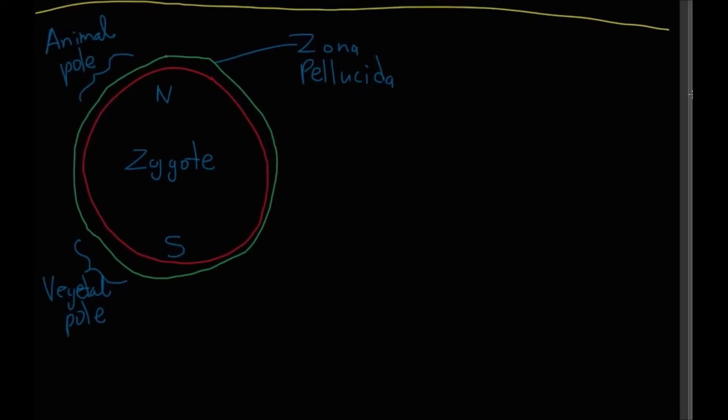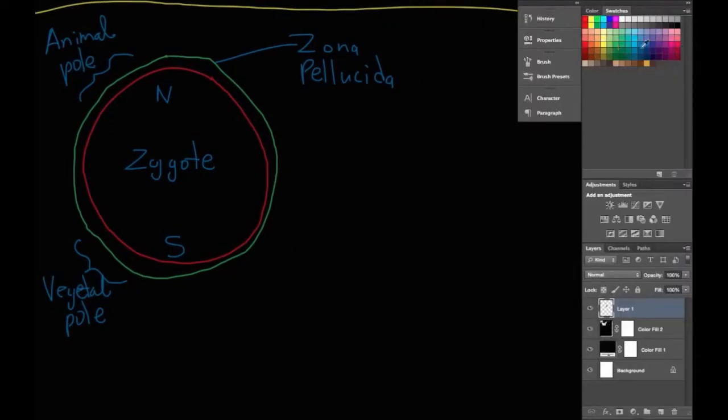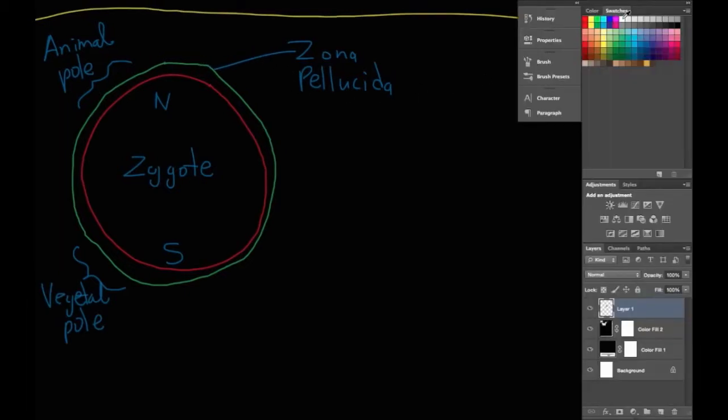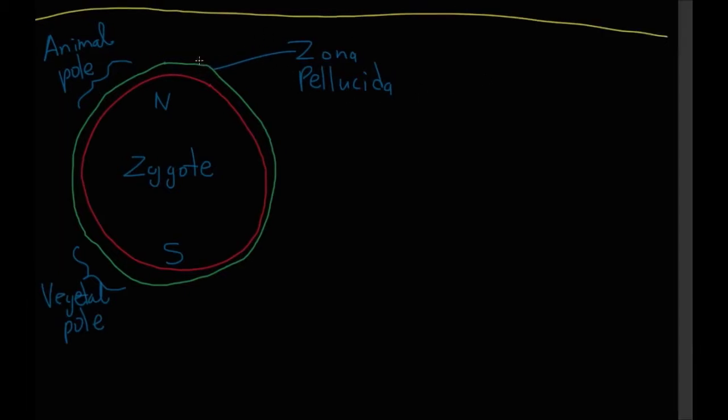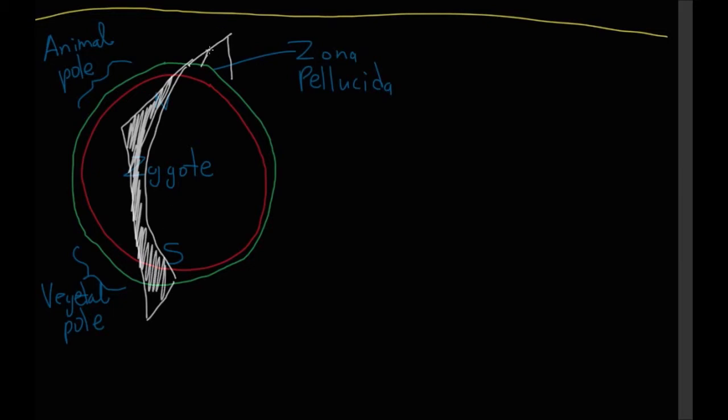And so how does division progress? The first division in the sea urchin embryo is a meridional division. And meridional simply means longitudinal division or vertical division. And I'm going to illustrate that plane of division right here. That'll look something like this. So division progresses along that plane.